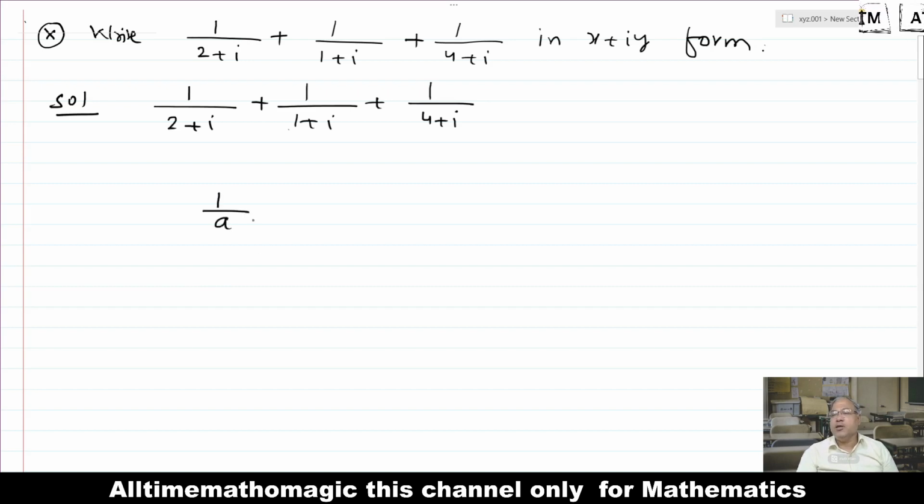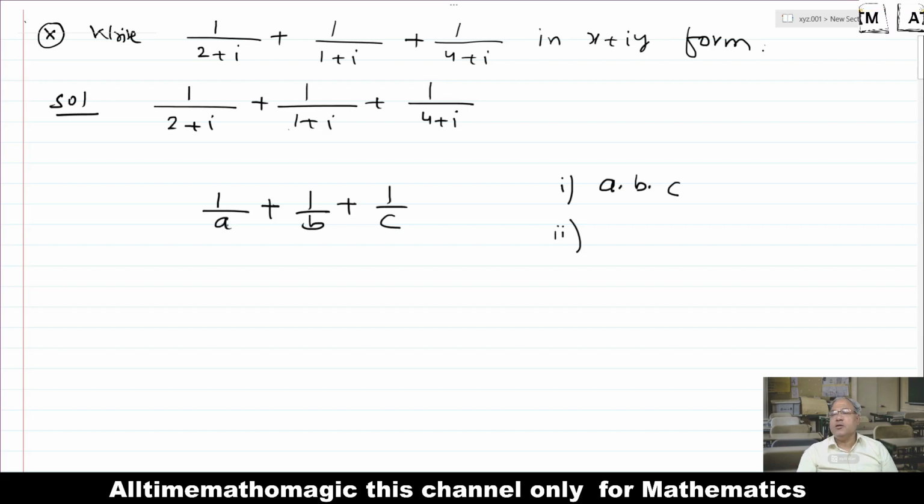Suppose I am having 3 fractional parts, 1 upon A, 1 upon B plus 1 upon C. Then how to add them? So the idea is that there are the 3 numbers in denominator. So first step is A into B into C. That is the step number 1. In the step number 2, ask yourself, in the first fraction, what is there in the denominator?